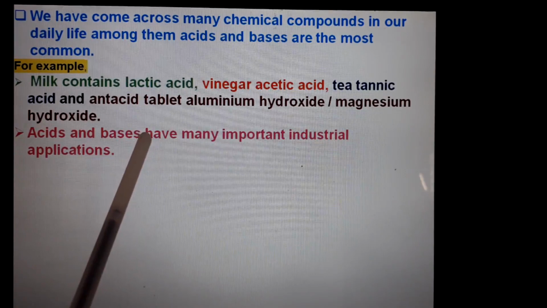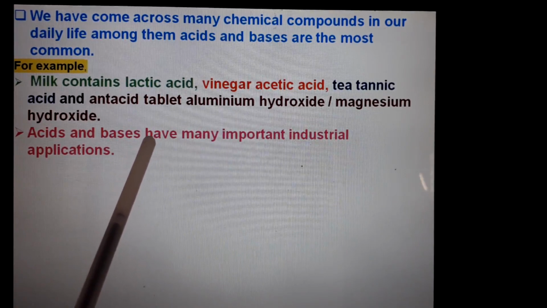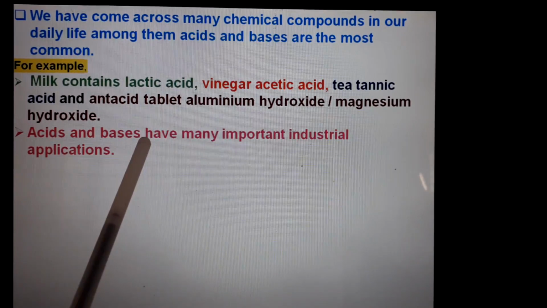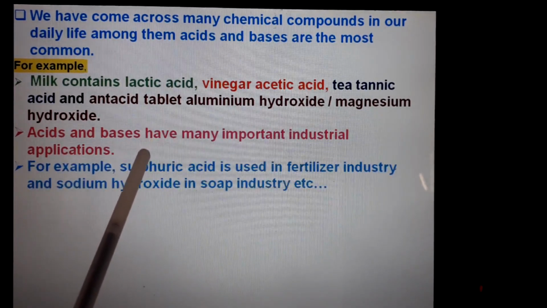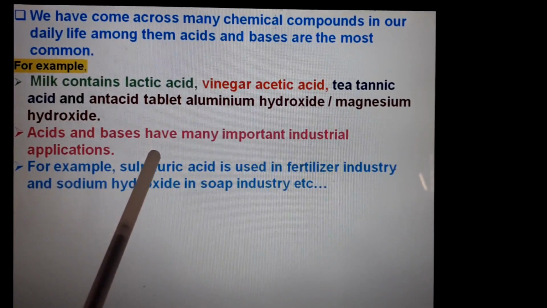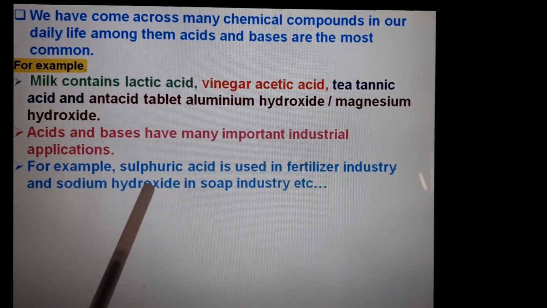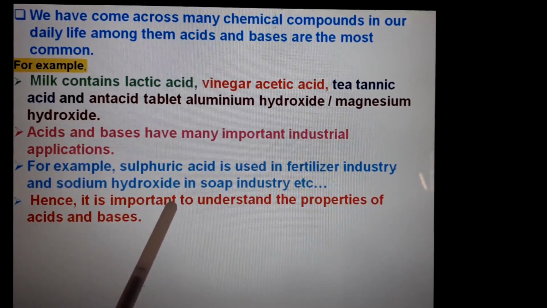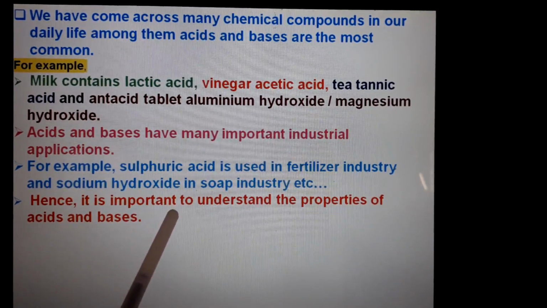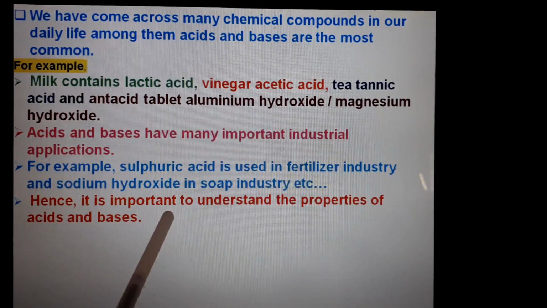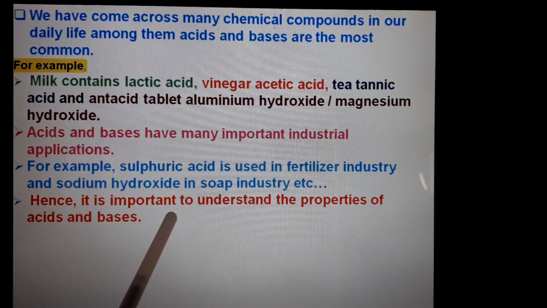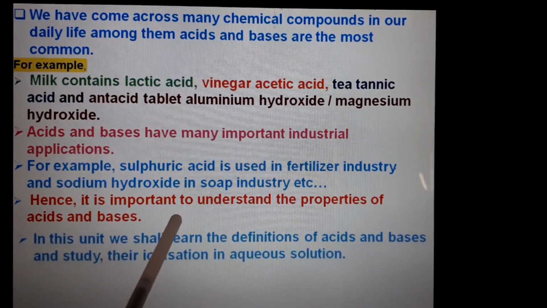Next, acids and bases have many important industrial applications. We know very well, acids and bases are used in manufacturing a variety of products, very important in industries. For example, sulfuric acid is used in fertilizer industry, sodium hydroxide in soap industry, etc. It is important to understand the properties of acids and bases. For this purpose, we will understand the properties of acids and bases, because these are the basic things.